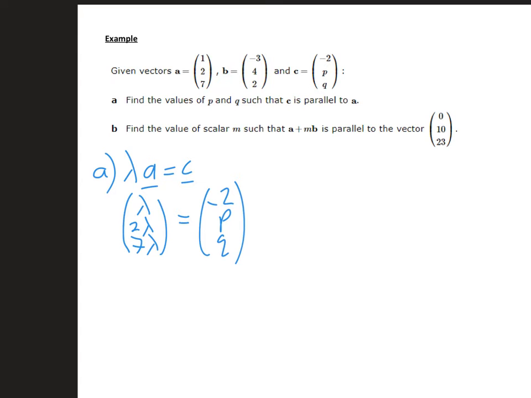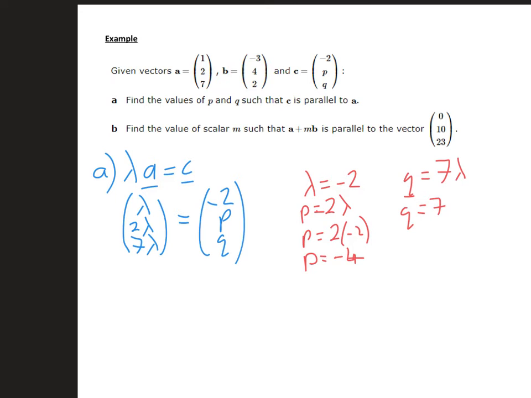So from that, I look at the first row, so the I component, I get lambda is minus 2. If I look at the second component, the J's, I get P is 2 lambda, because I know that lambda is minus 2, so P is 2 times minus 2, so P is minus 4. And if I look at the third row, I get Q is 7 lambda, but again I know that lambda is minus 2, so Q is minus 14. So there you go, P is minus 4, Q is minus 14.